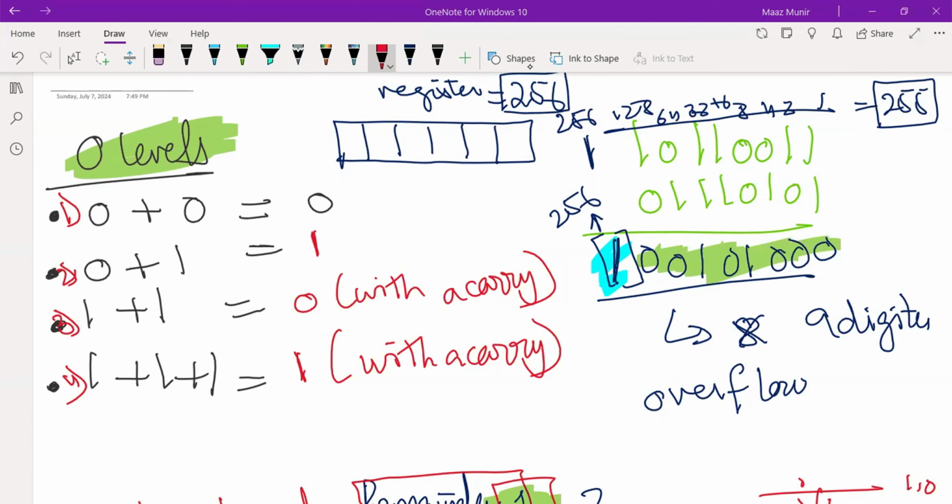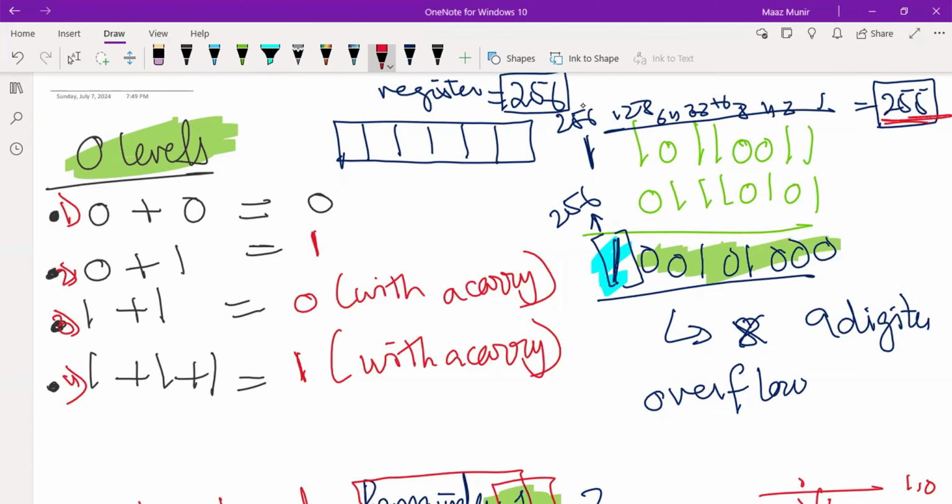Okay. So I was saying that we cannot store this 9th bit in this 8 bit register, guys. So in a register of 32, you can only store 31 bits. No, you can store 32 bits. Basically, this was the position value.